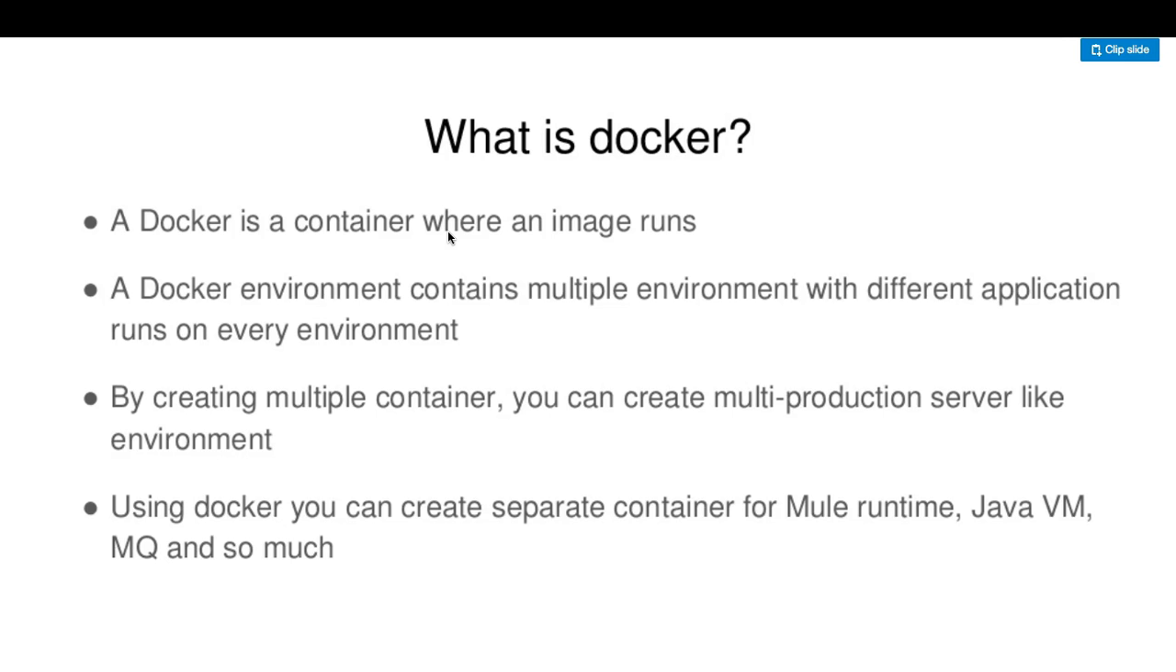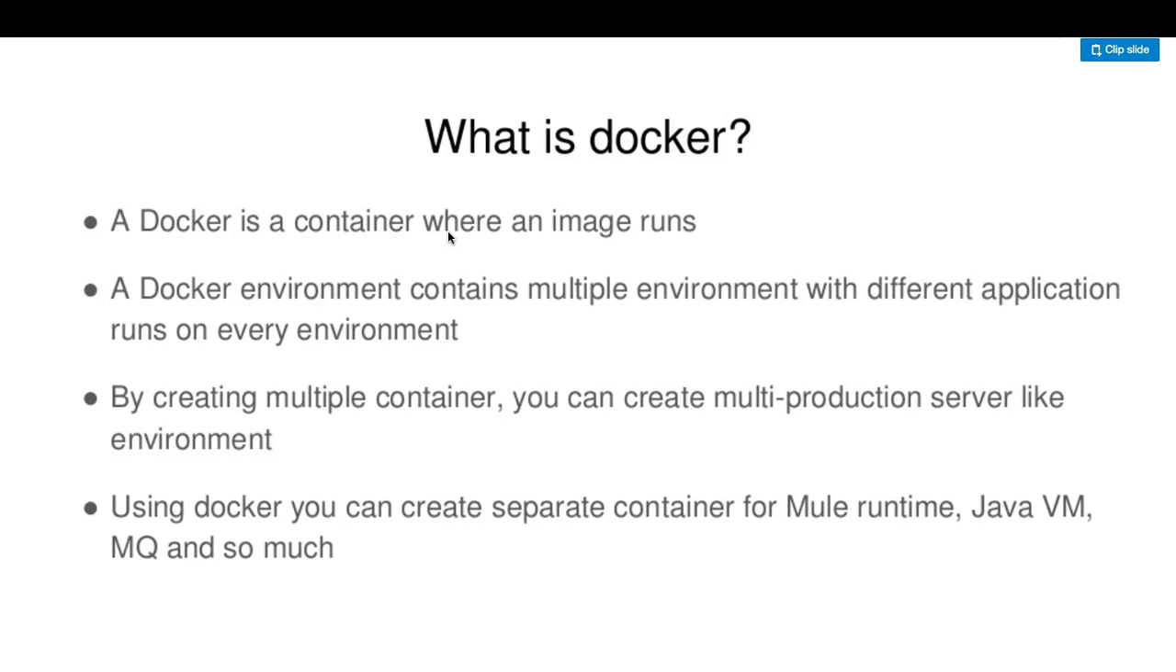So what is Docker? Docker is actually a container where the image runs. In a nutshell, we can say that Docker is a kind of separate OS where the image runs. There could be different types of images. It could be a Mule runtime, it could be a Java virtual machine, or it could be a MySQL instance running. So these are the different images which can run inside a Docker container.